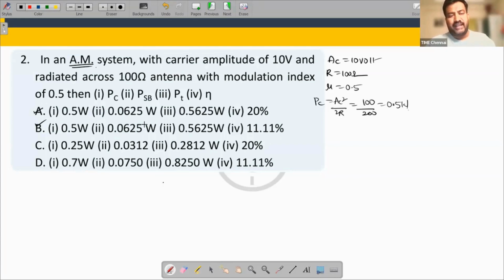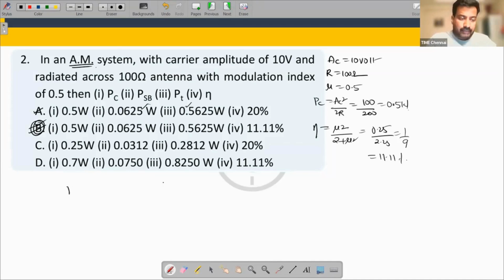And options are very easy because the rest are same. Only the last one is changing. So let us calculate that. Eta is mu square by 2 plus mu square, 0.25 by 2.25, 1 by 9 into 100, 11.11%. Option B must be your answer.